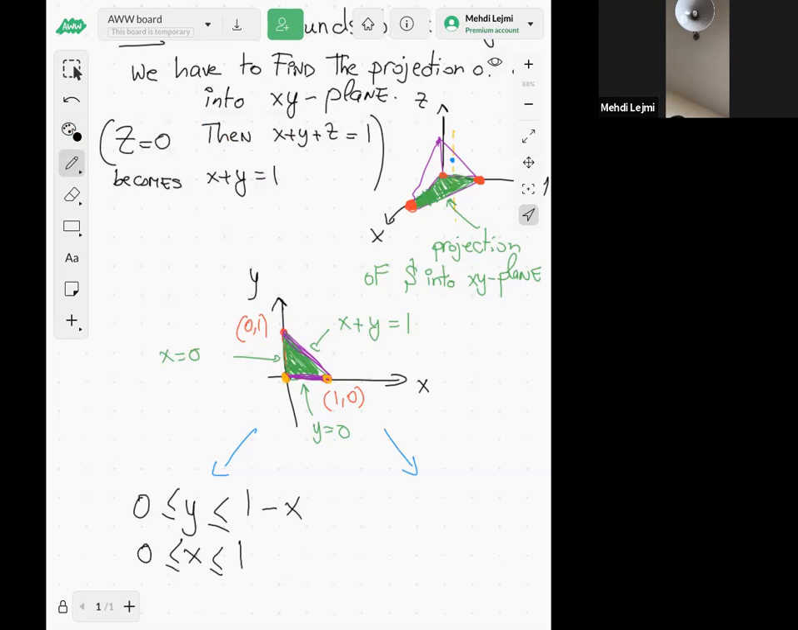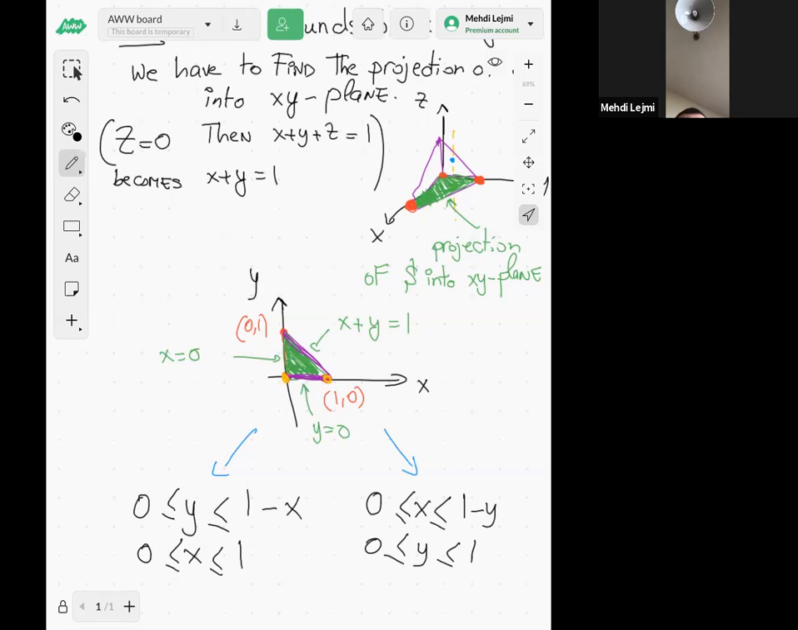Or if you want to start with x, you can say x is between 0 and 1 minus y, and y is between 0 and 1. Anyway, it's up to you guys. You can describe this triangle either way. The point is that this projection is an elementary region. So that's why our solid S, our tetrahedron, is an elementary solid in the plane. Anyway, we got the bounds, so we are good now.